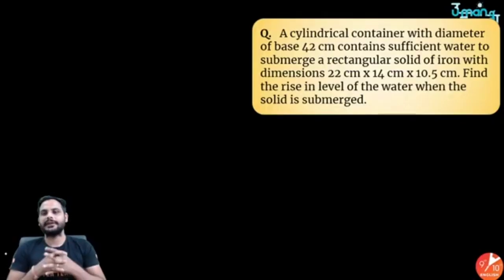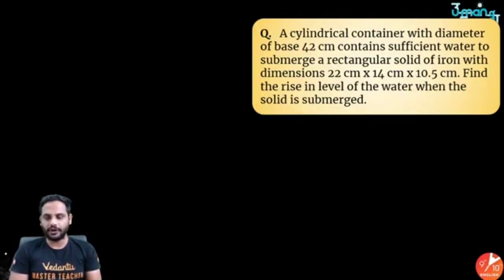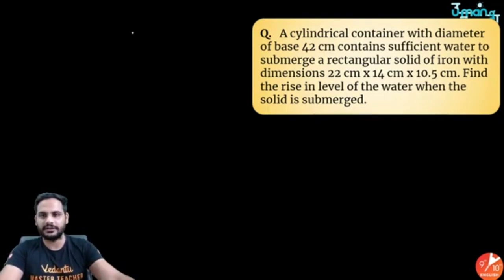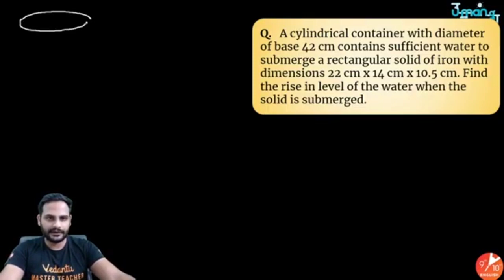The question says, a cylindrical container with diameter of base 42 cm contains sufficient water to submerge a rectangular solid of iron with the dimension 22 cm into 14 cm into 10.5 cm. Find the rise of level in the water when the solid is submerged. So that means what the question is saying, suppose there is a cylinder over here, and this cylinder is big in size.